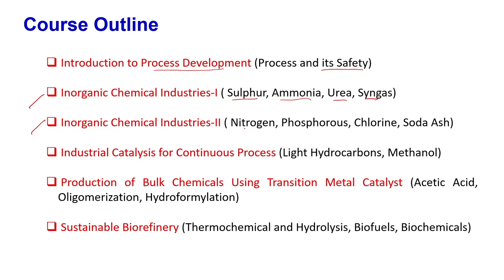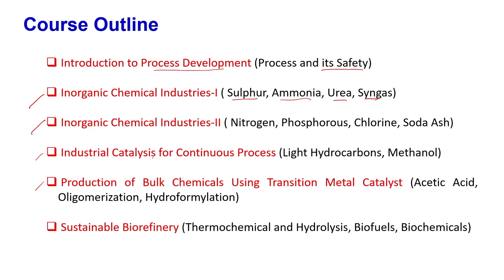Then in the second part we will also take up some nitrogen compounds and phosphorus compounds like phosphoric acid, then chlorine, then soda ash production. These are the conventional chemicals. Then we will go to the bulk chemicals and the specialty chemicals. These are the 2 modules where you will study the effect of the catalyst, because most reactions take place through catalyst-driven processes. This catalyst may be homogeneous or heterogeneous.